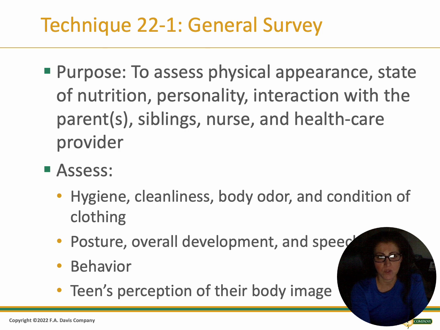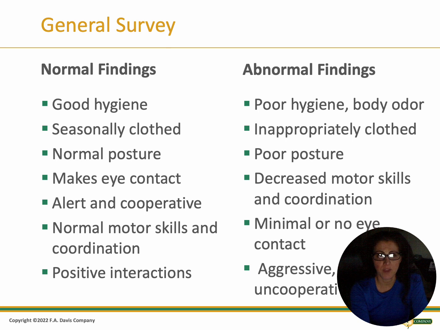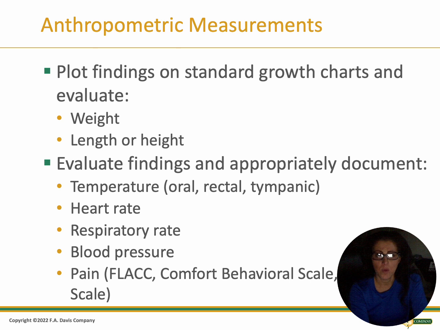We'll obtain our general survey of the patient. A normal survey will include good hygiene, normal attire, normal posture, eye contact. They're alert, they're cooperative, they have normal musculoskeletal as well as neurological coordination. And they demonstrate positive interactions with you. We want to collect anthropometric measurements, height, weight, and their vital signs, and pain scale.